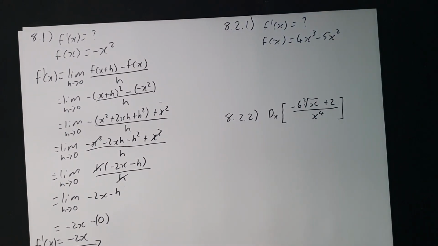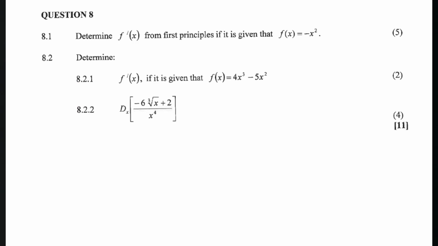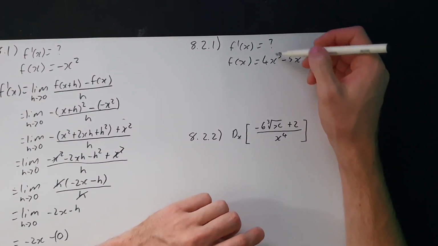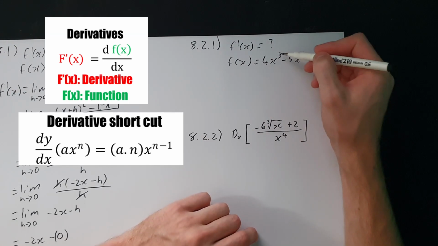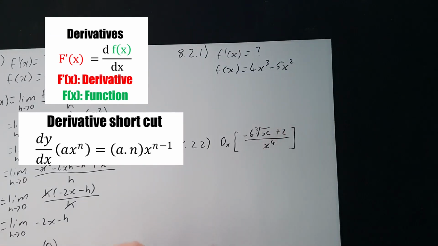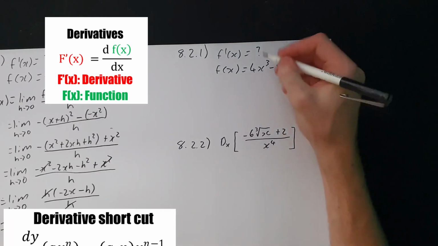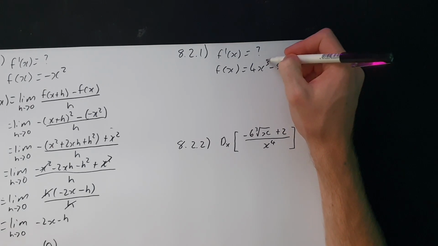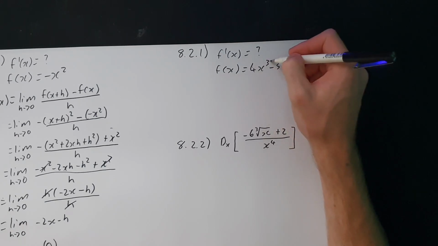If we go to 8.2, it says determine, and then 8.2.1, f prime of x if it is given that f of x equals 4x cubed minus 5x squared. Let's have a look at how we're going to do this one. We're going to use the shorthand rule or the exponent rule, whichever you want to call it, but we don't have to go through first principles. So how does this rule work? When you do the derivative, you multiply the exponent with the front number, and then minus 1 from the exponent.